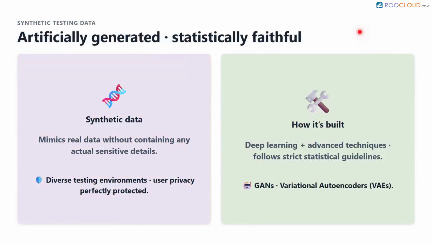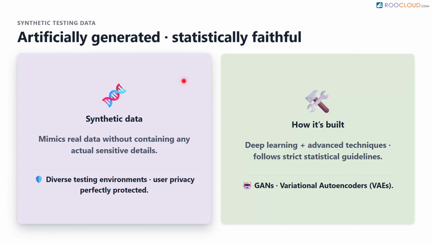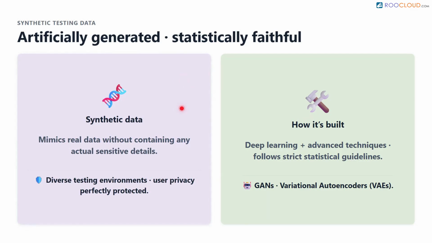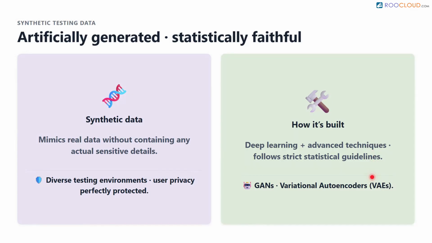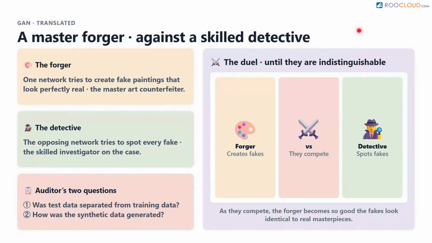Sometimes, organizations use synthetic data for testing. Synthetic data is artificially generated information that mimics real data without containing any actual sensitive details. It is incredibly useful for creating diverse and comprehensive testing environments while perfectly protecting user privacy. To create this artificial data, engineers use advanced techniques to teach models how to generate data that follows strict statistical guidelines. They combine deep learning methods with complex tools like generative adversarial networks, commonly known as GANs, and variational autoencoders, or VAEs. Let us translate that jargon.